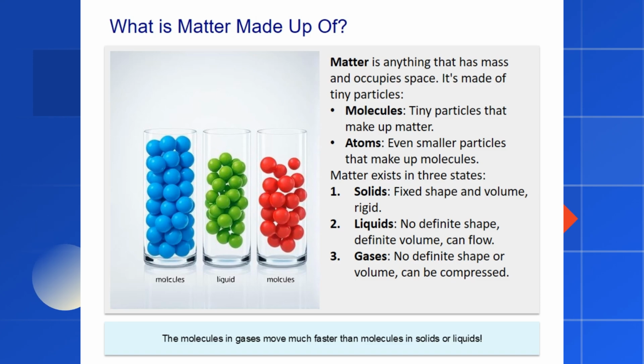Finally, we have gases, like air. Gas molecules are very loosely packed and spread out to occupy all the available space in their container. Gases have no definite shape or volume and can be easily compressed. Think about the steam from hot tea or smoke. These are also gases. Here's an interesting fact. Gas molecules are always zipping around super fast, much quicker than the molecules in solids or liquids.